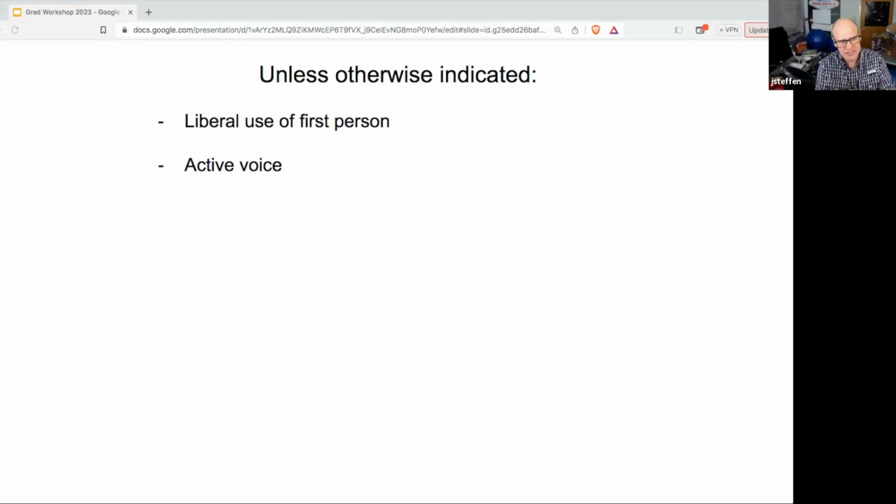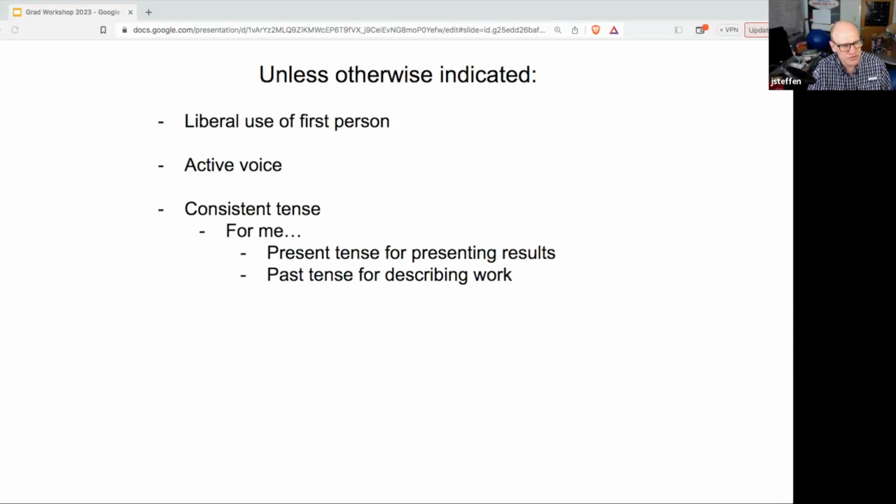We saw this, you see this, the analysis shows this, the figure shows this, as opposed to like mistakes were made, where there's no responsibility assigned in those circumstances. So my recommendation, use active voice as much as possible. And use first person, like don't shy away from first person when it makes sense to do so.